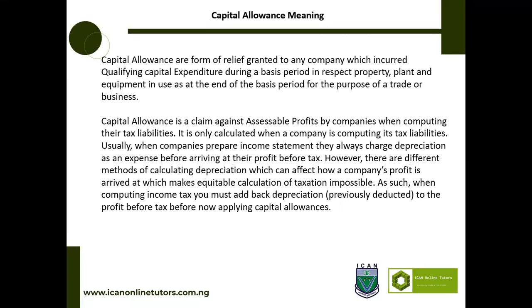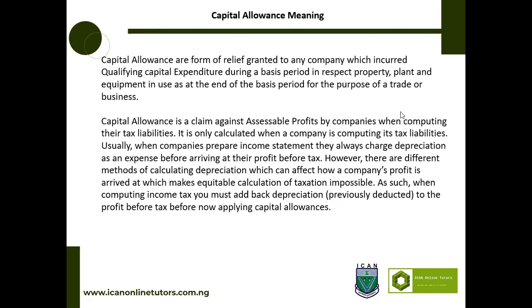So capital allowance is always a relief to reduce the assessable profit of a company. After I've computed my adjusted profit, I derive my assessable profit, then I deduct the capital allowance claimable during the year of assessment. Capital allowance is always granted whenever I've incurred expenditure on my property, plant, and equipment, but for the purpose of tax it is called QCE, qualifying capital expenditure. This is also known as expenditure incurred on PPE in any year of assessment. Capital allowance is claimed against assessable profit by companies when computing their tax liability.